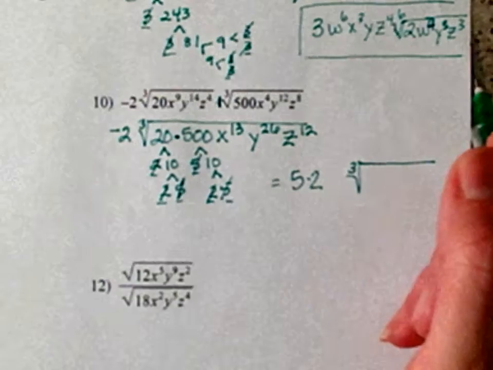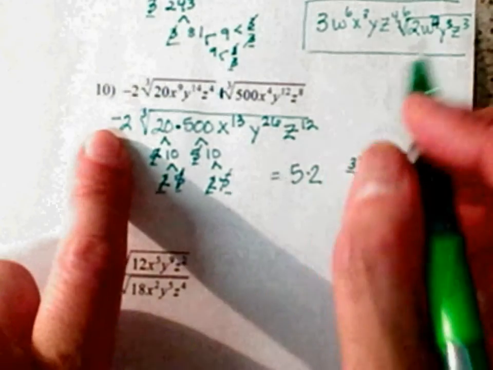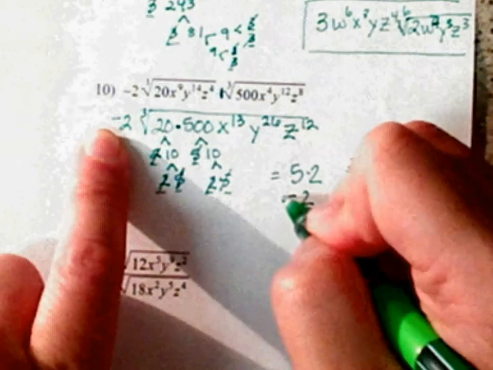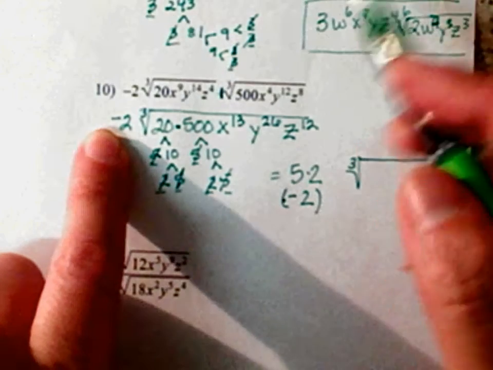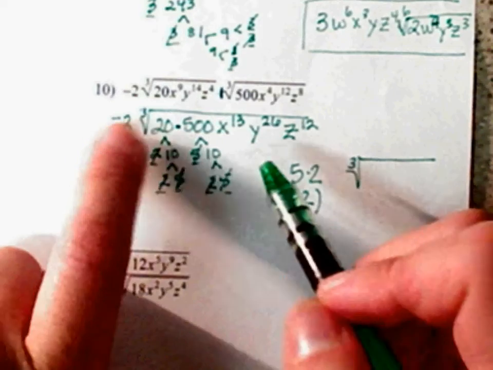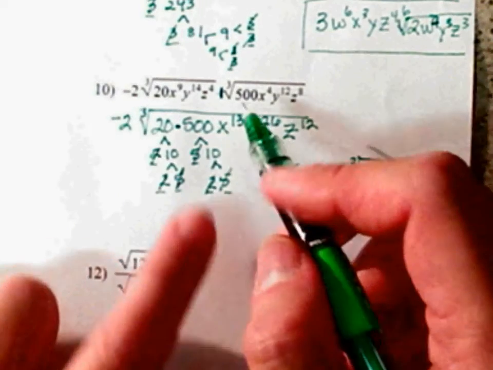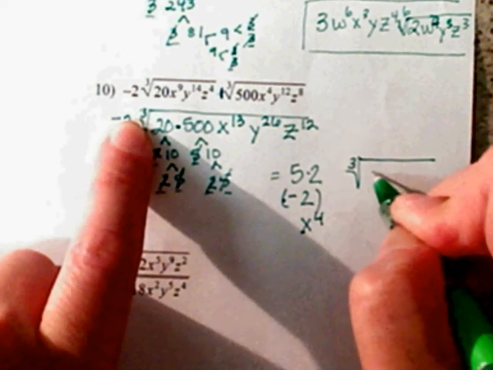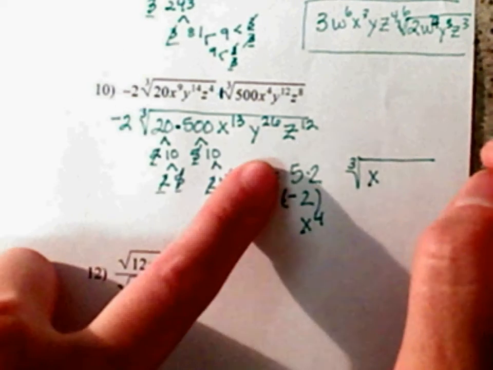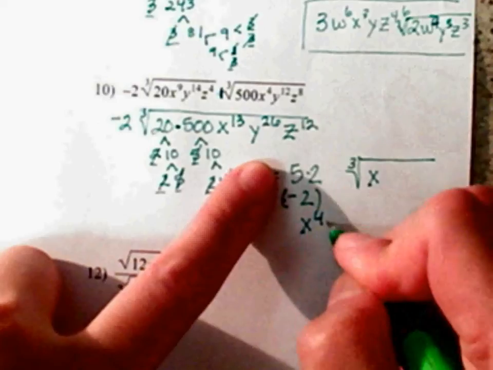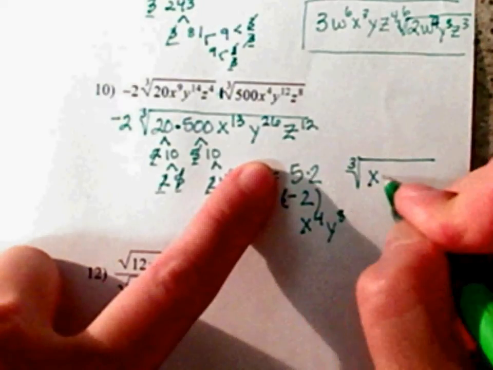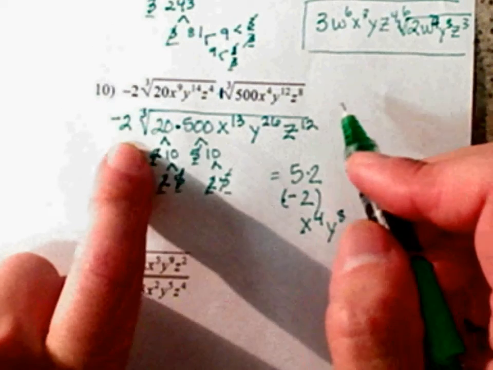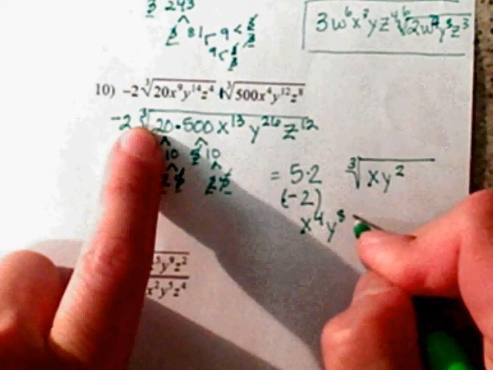Now, there's a negative 2 also, so don't forget that. And I'm going to put it in parentheses so I'll remember to multiply. So 5 came out, 2 came out, and you have a negative 2 here. X: 13 divided by 3 gives you 4 with 1 left over. Your y, 26 divided by 3 gives you 8 with 2 left over. Your z, 12 divided by 3 leaves you 4, okay, with none left over.